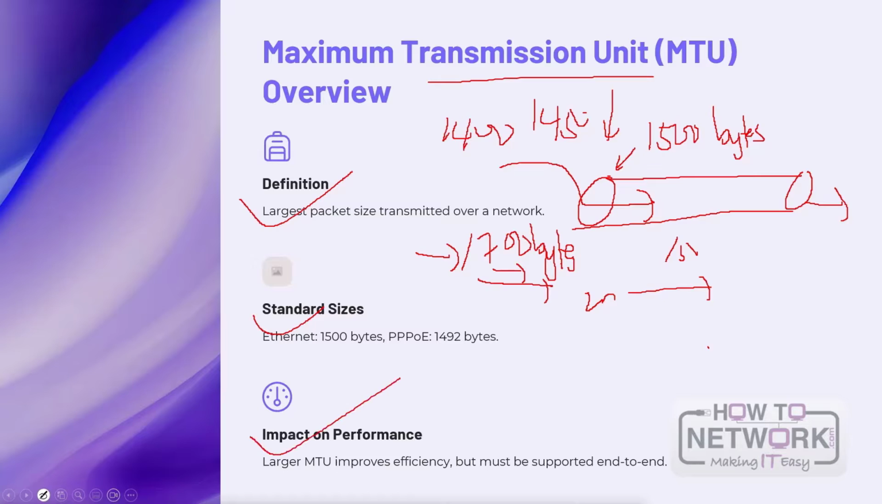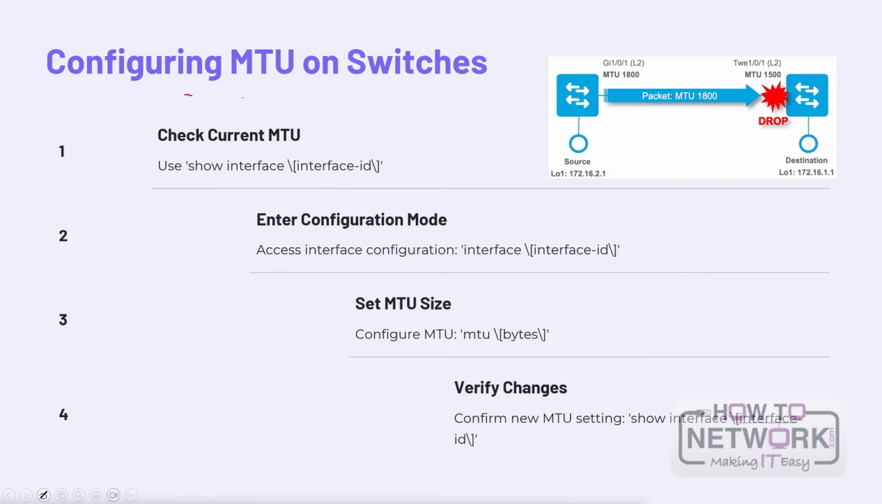What's the impact on performance? Larger MTU sizes can improve network efficiency by reducing overhead, but they must be supported end-to-end. Mismatched MTU sizes can lead to fragmentation and reduced performance. So how to configure it? Verify first using show interface. Go to the interface and you can put the MTU, then the bytes, and you can verify using the show interface.